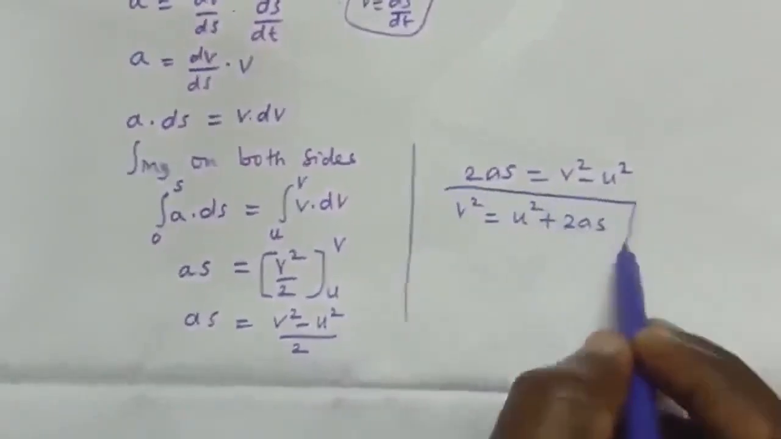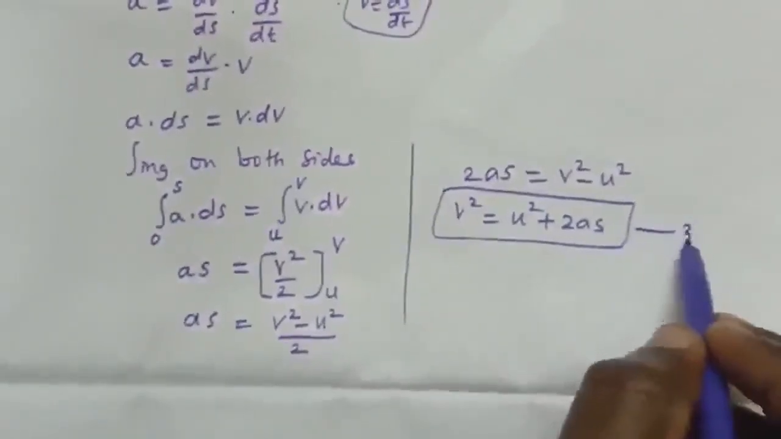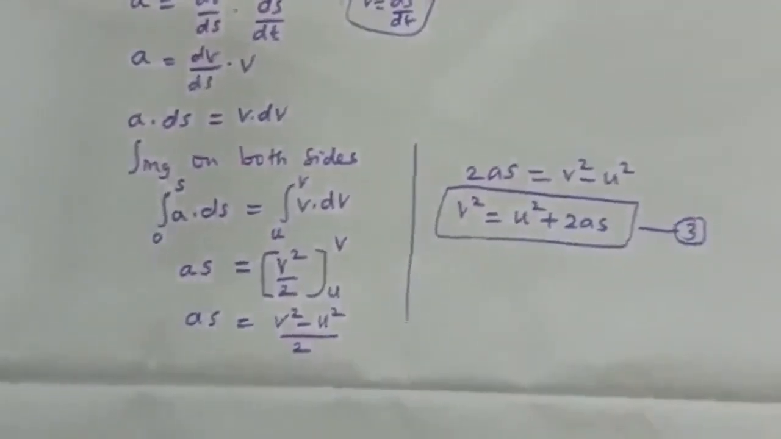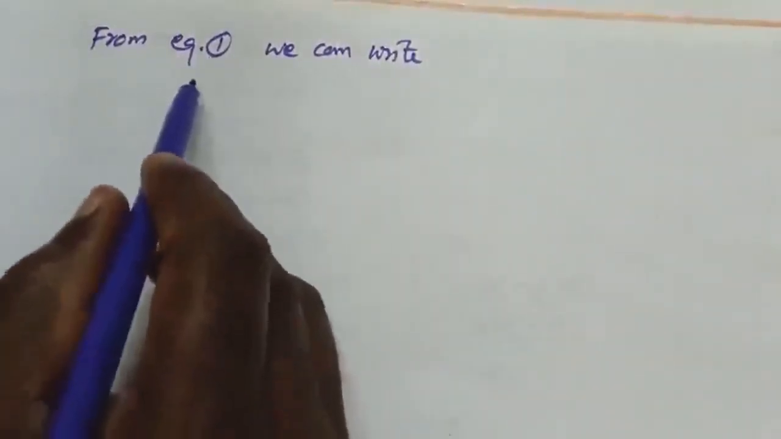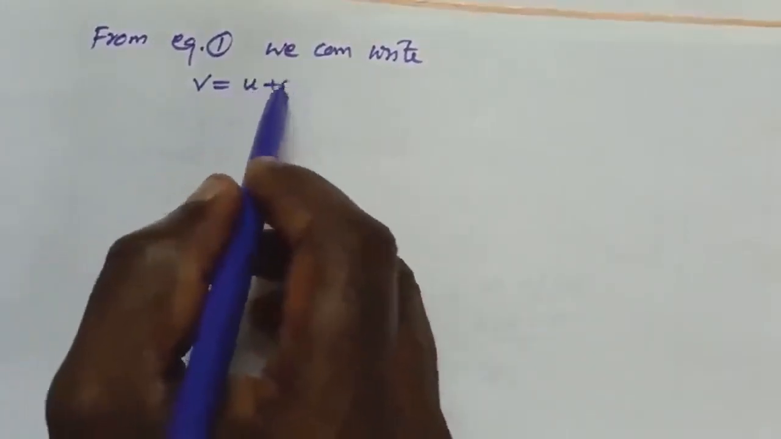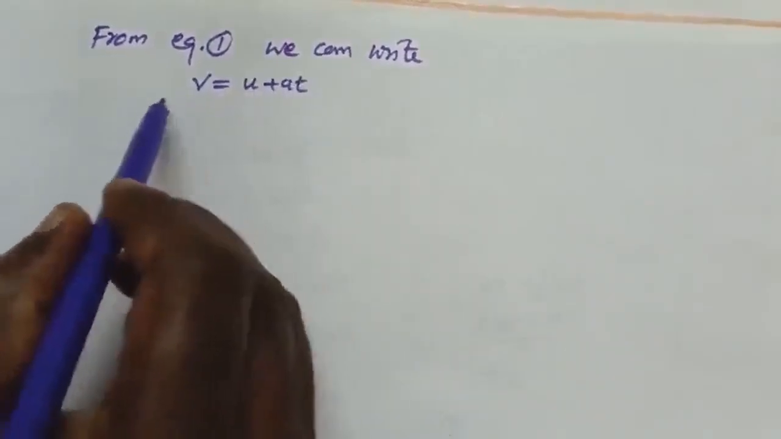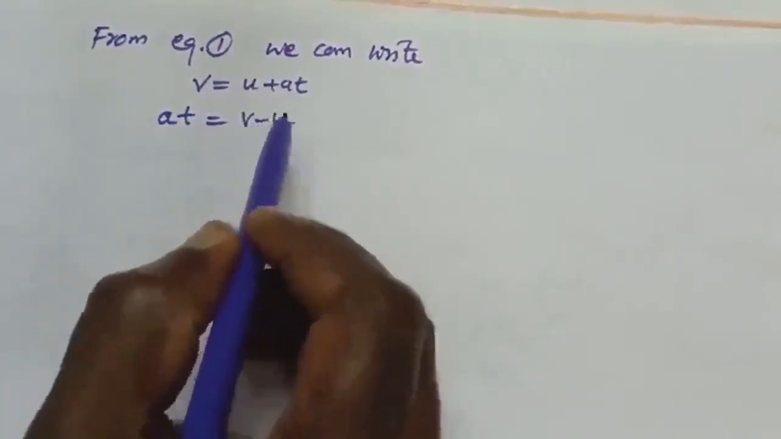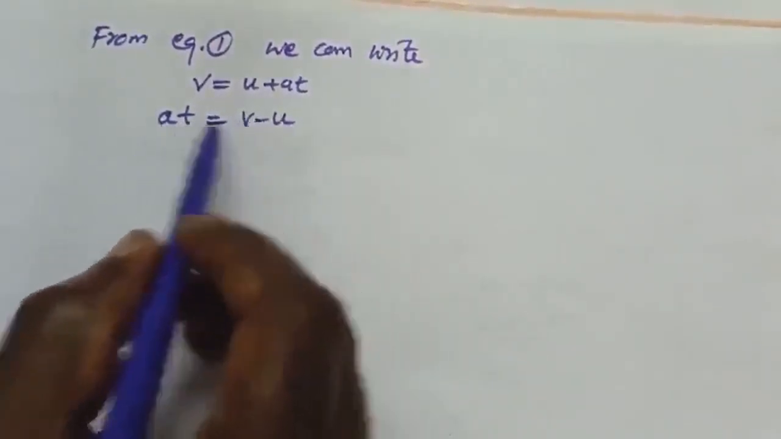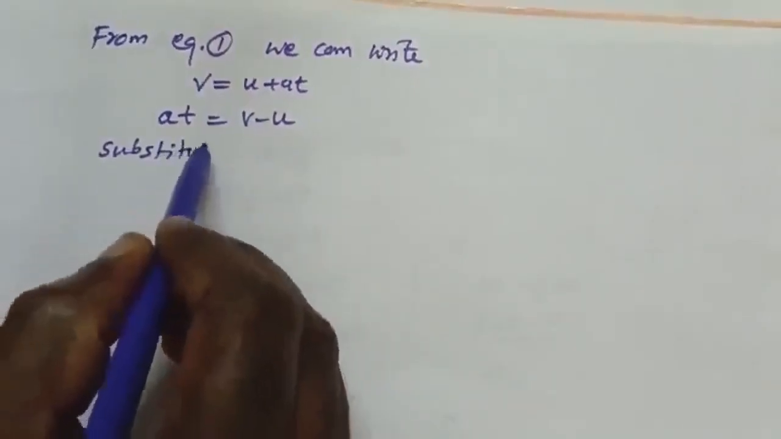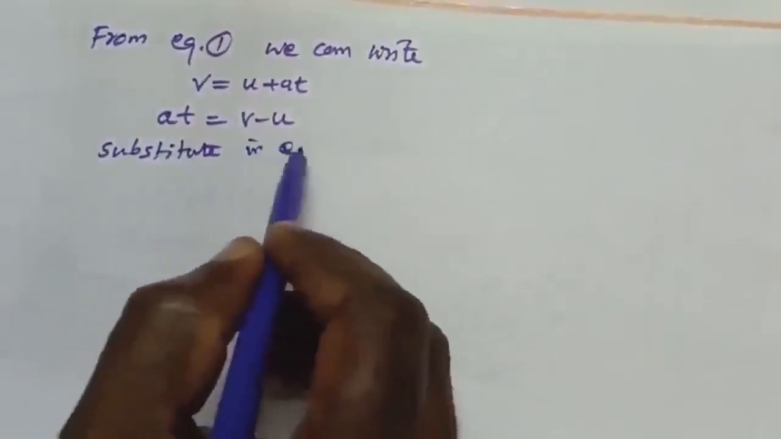So students, this is the third kinematic equation. Are you clear? Next, from equation 1 we can write, now this is equation 1, v is equal to u plus at. Similarly this equation, at is equal to v minus u. So students, this equation, substitute in equation number 2.